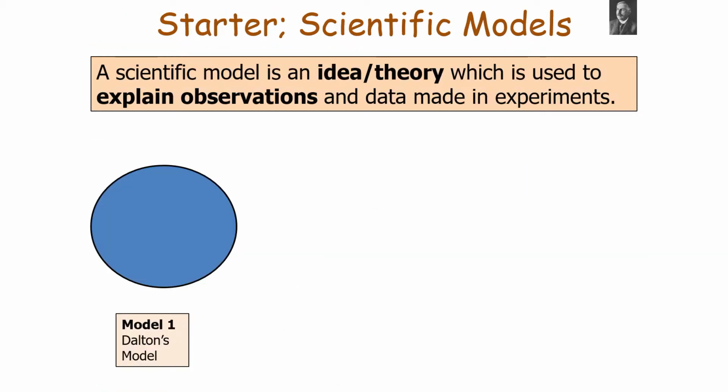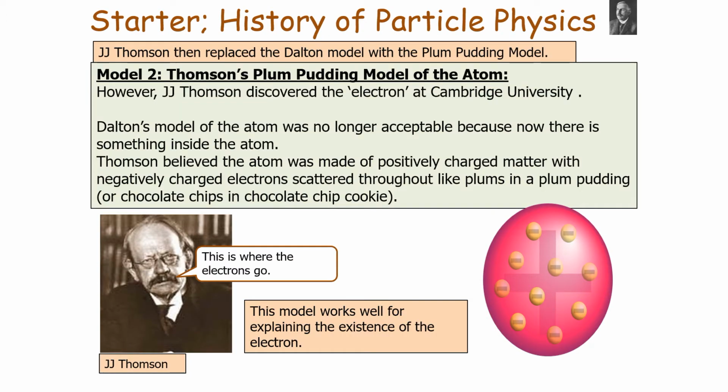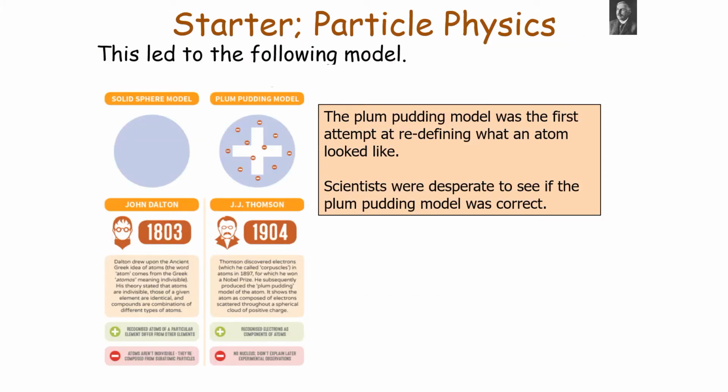Like we mentioned before, the scientific model is the idea or theory used to explain observations and data made in experiments. Now, the second model was Thomson's plum pudding model of the atom. Dalton's model of the atom was no longer acceptable because there was now something inside the atom, the electron. Thomson believed the atom was made of positively charged matter with negatively charged electrons scattered through it like plums in plum pudding. So the plum pudding model was the first attempt at redefining what the atom looked like.